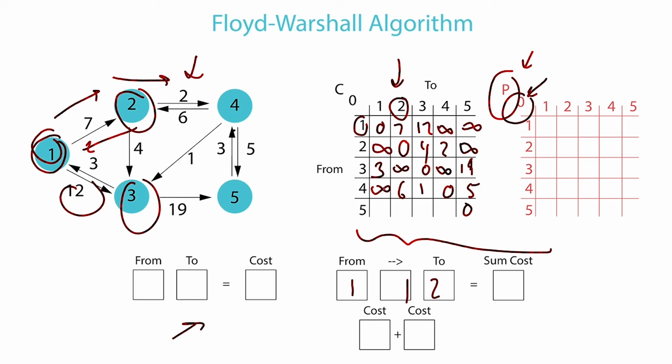5 to 1, see, infinity symbol, you cannot get there directly. 5 to 2, you cannot get there directly either. 5 to 3, you cannot go back to 3, so infinity. And 5 to 4, 5 to 4 is 3. Okay, we filled it in.